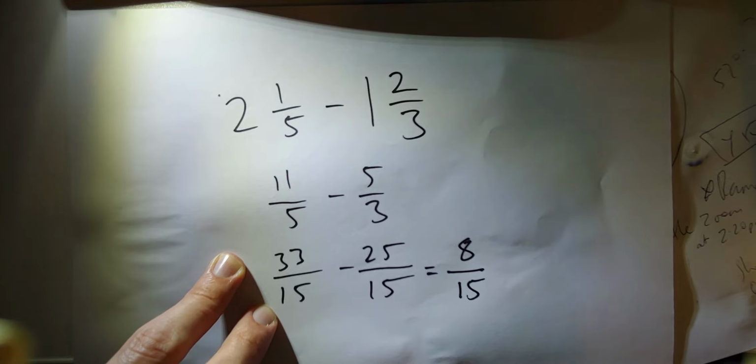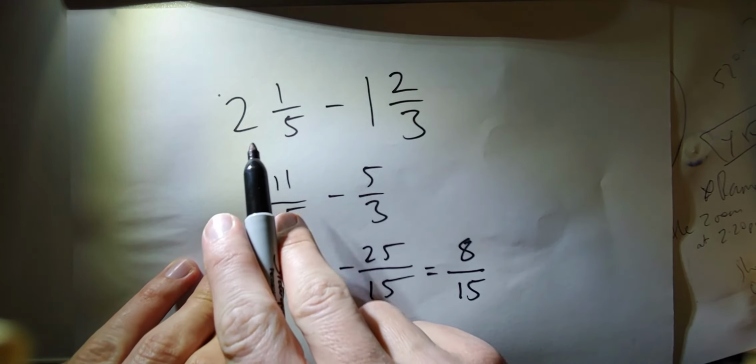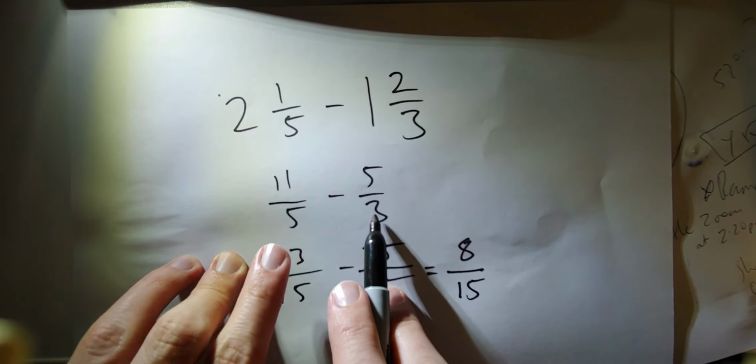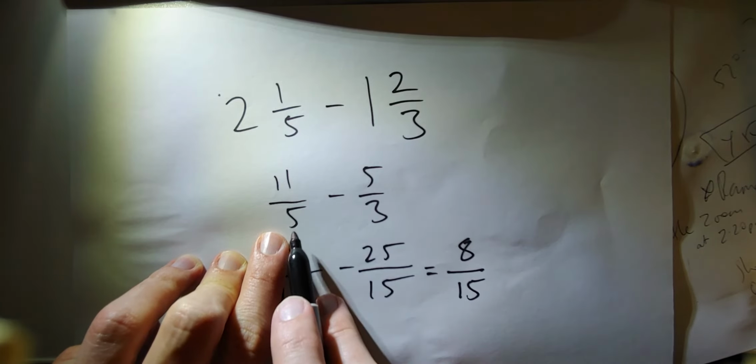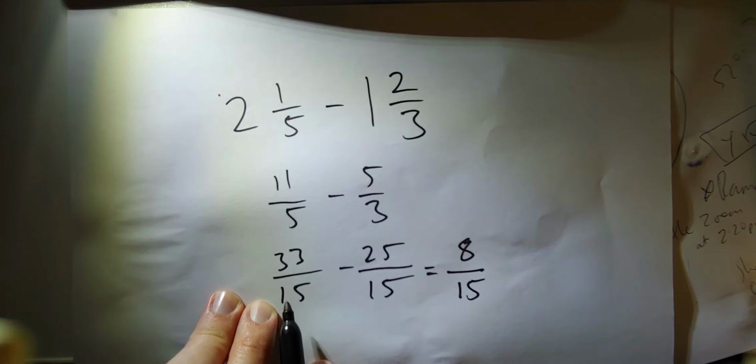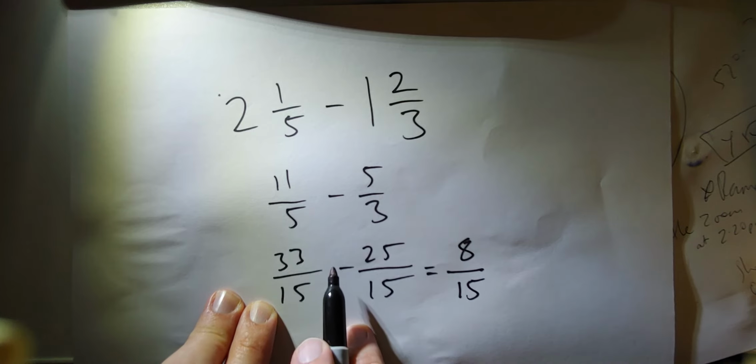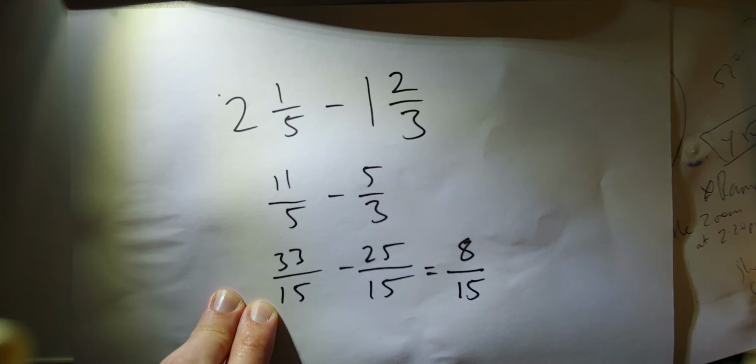Okay, so this is a way that we can turn mixed numbers into improper fractions so that we can then do an easy lowest common denominator subtraction, or as we saw before, addition, so that we can find the answer.